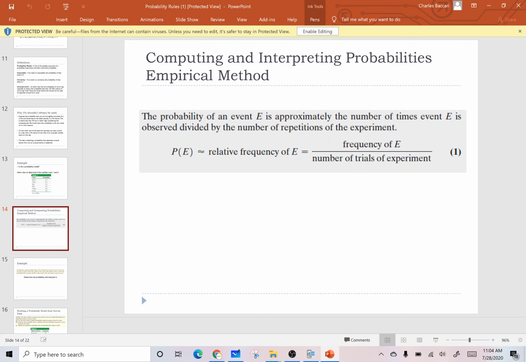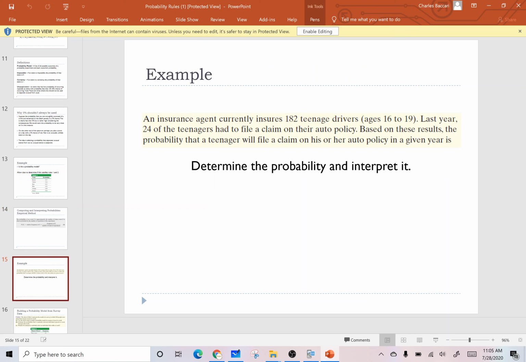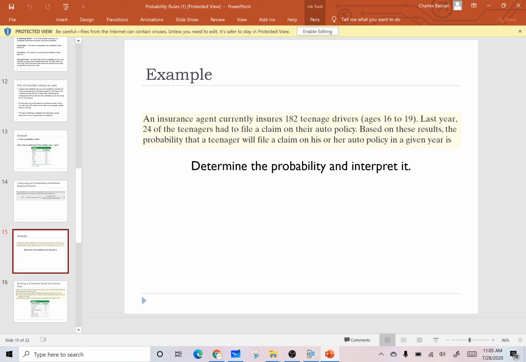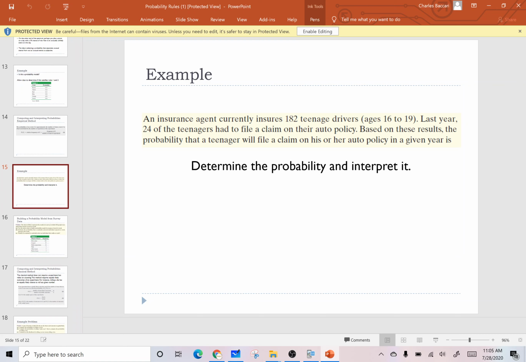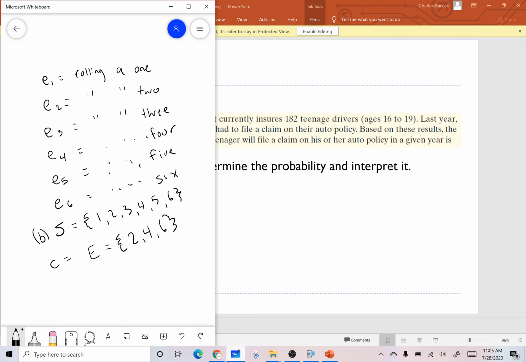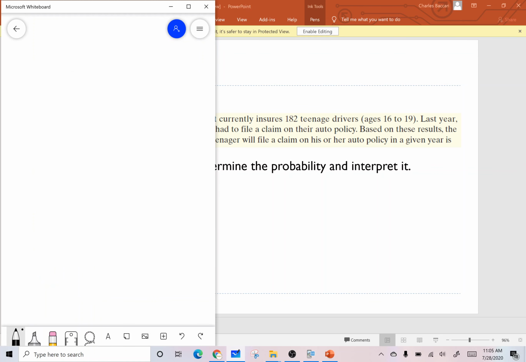Computing and interpreting probability: the empirical method. The probability of an event E is approximately the number of times that event E is observed divided by the number of repetitions. So it's the number of favorable outcomes divided by the total number of outcomes. An insurance agent insures 182 teens. Last year, 24 teens had to file a claim on their auto policy. Based on these results, determine the probability that a teenager will file a claim on his or her auto policy in a given year. The number who had to file a claim are the favorable ones in this case, because that's what they're asking for. So 24 people made a claim out of 182.